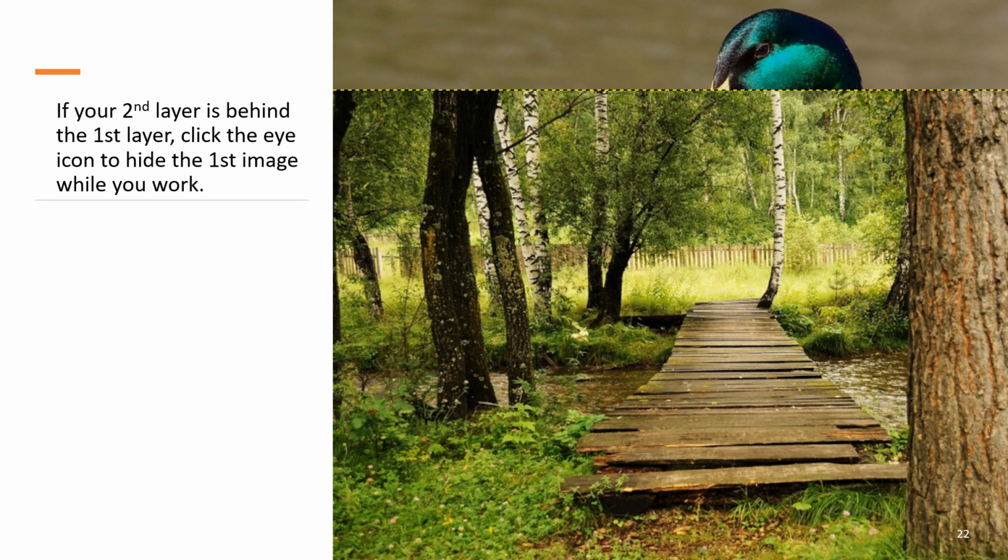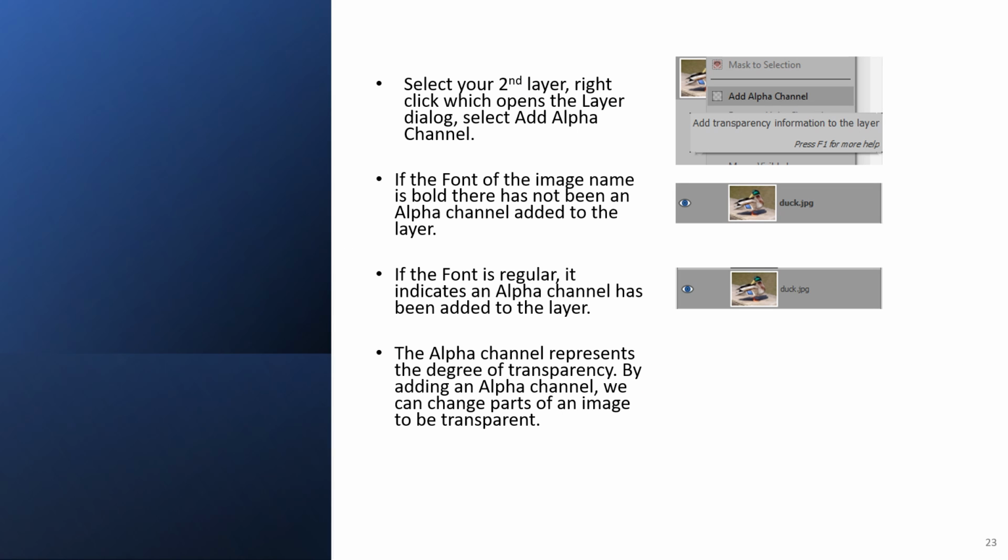If your second layer is behind the first layer, click the eye icon to hide the first image while you work. Select your second layer. Right-click, which opens the Layer dialog. Select Add Alpha Channel. If the font of the image name is bold, there has not been an alpha channel added to the layer. If the font is regular, it indicates an alpha channel has been added to the layer. The alpha channel represents the degree of transparency. By adding an alpha channel, we can change parts of an image to be transparent.